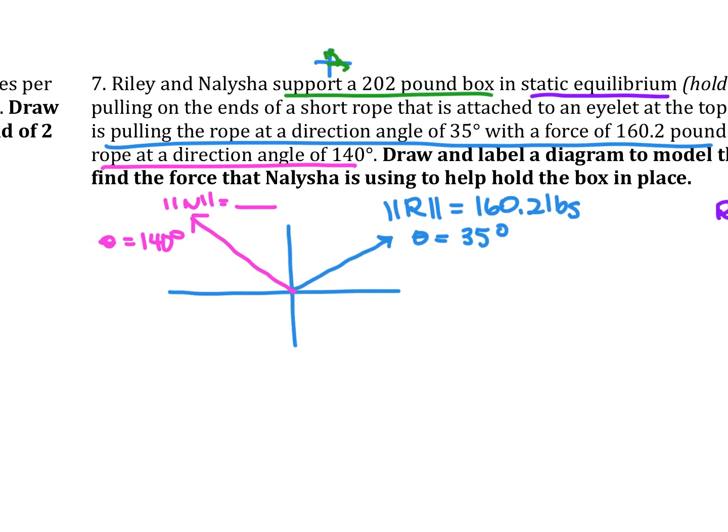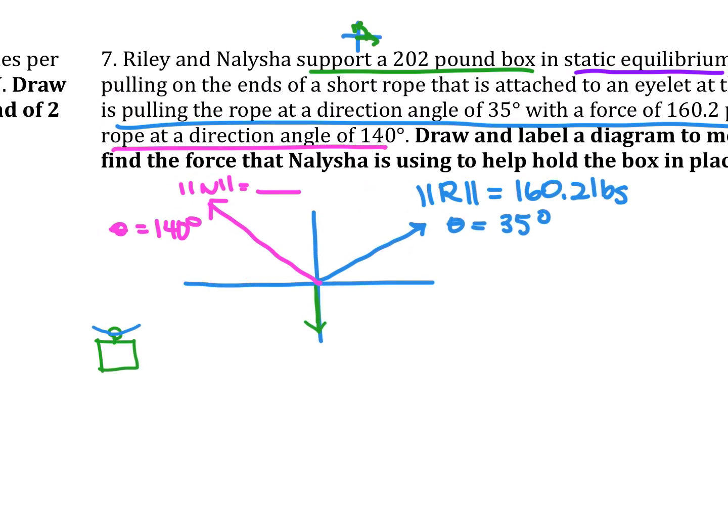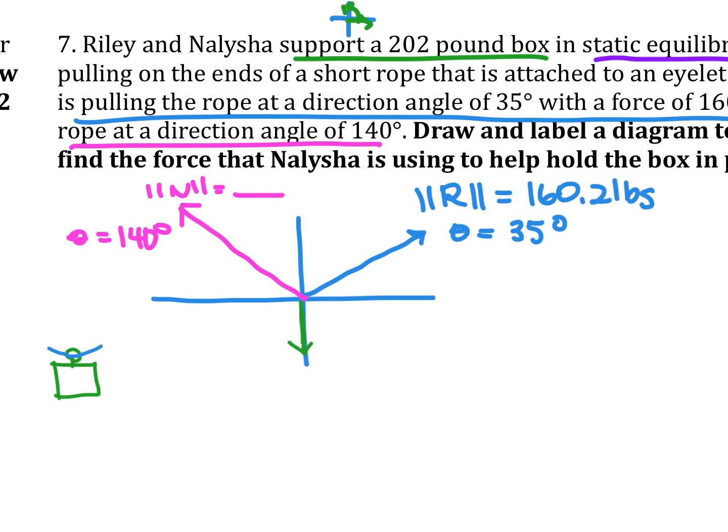So they're supporting a 202-pound box and holding it in static equilibrium. And so the box then represents another vector. It's going down. An eyelet at the top is just like a little screw, and the rope is going through it. So that's all that means. But you don't necessarily need to draw that. But you do need to represent the vector. So the vector is going straight down, and that magnitude, the weight of the box, is 202 pounds. Theta, there is an angle here. From the direction angle, that is 270 degrees because it's going straight down.